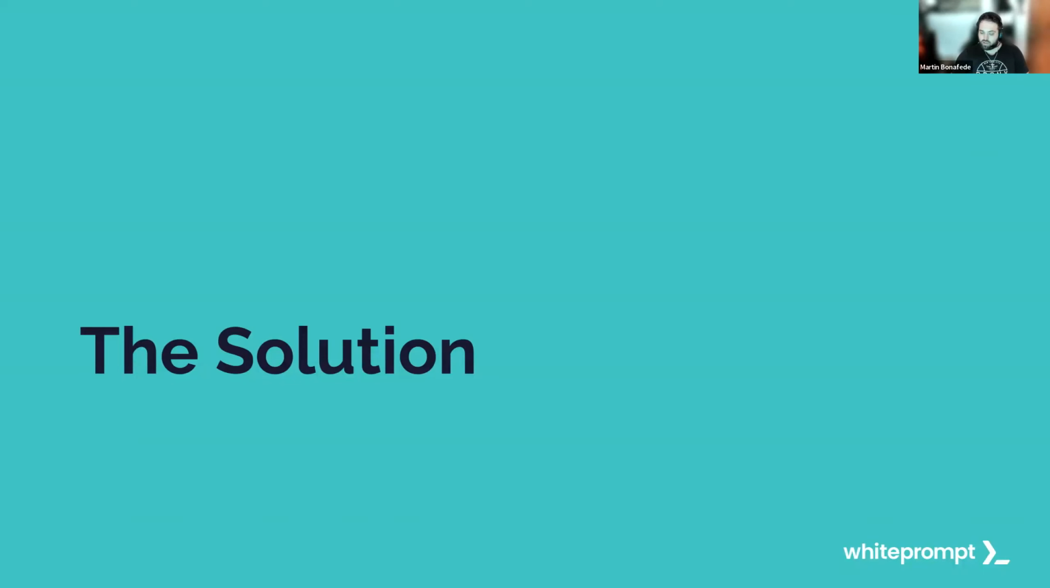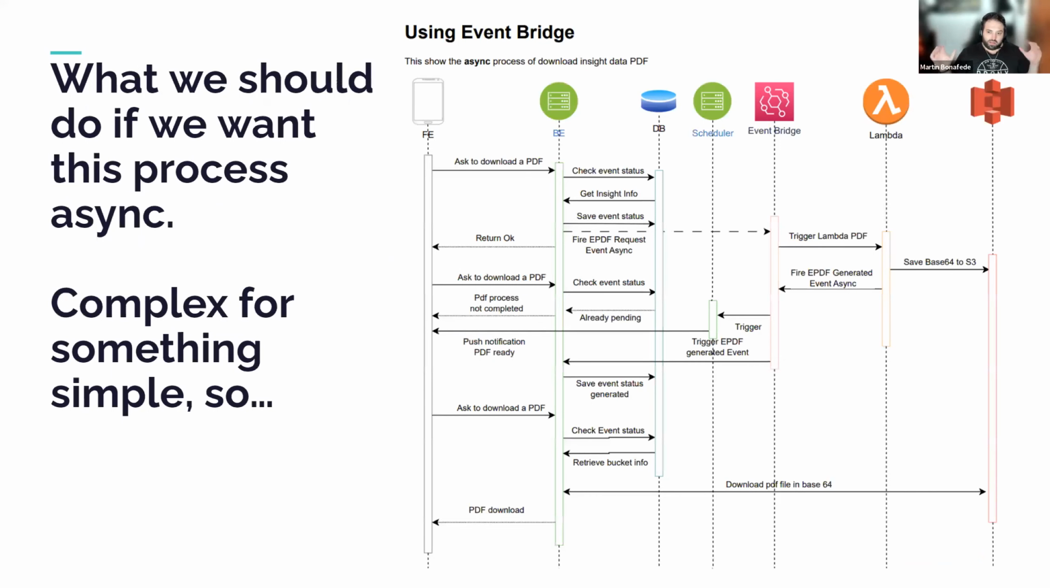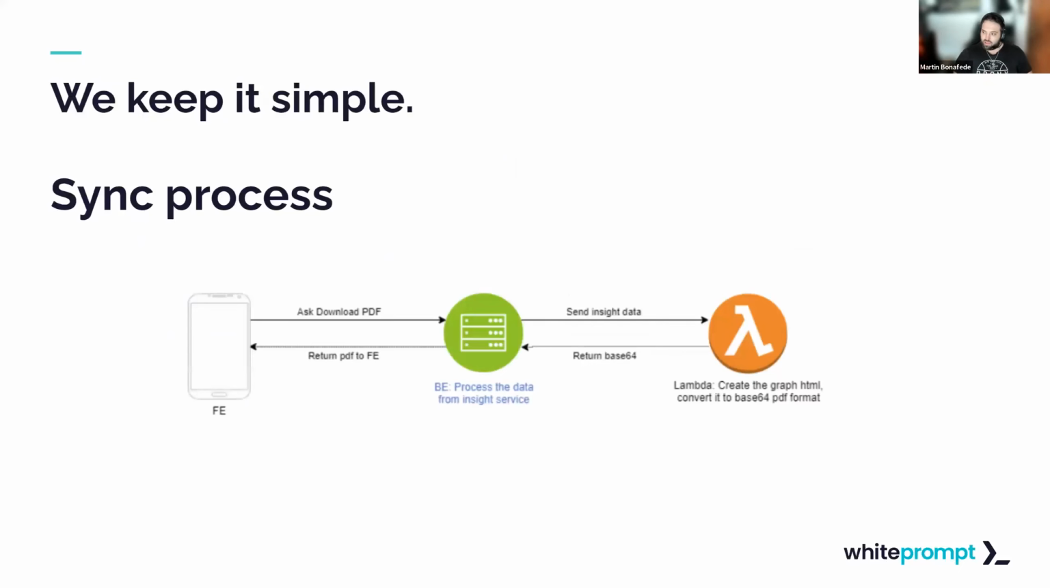So what we aim to do. This is a chart of what we would have to do if we wanted to do it asynchronously, a big solution. But thinking about that, it was a lot of work only to generate a PDF. So we try to keep it simple. We make it synchronous. We make it on the Lambda.